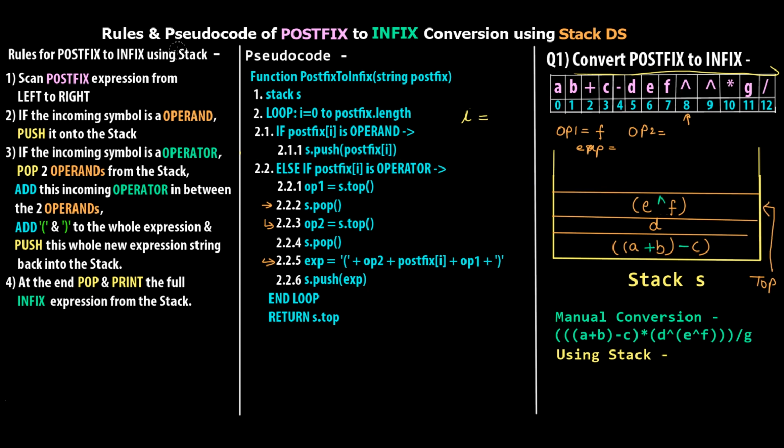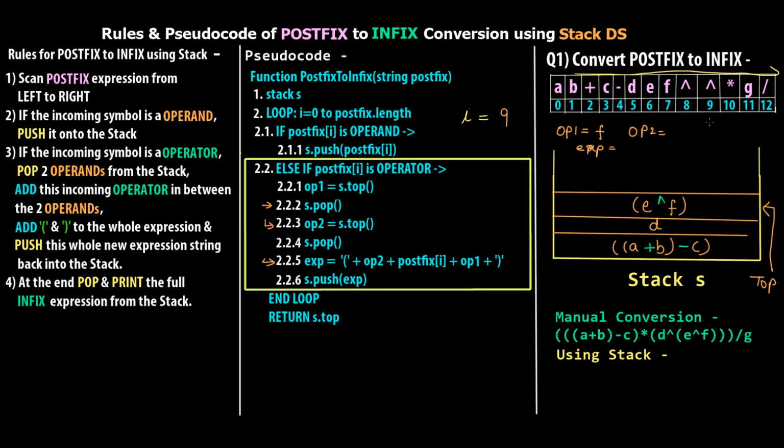So now I will become 9. We move forward. At 9, we again get a raised to operator. So now again we have to pop two elements from the stack which will go in op1 and op2. So op1 will be E raised to F. Let's write that. We've popped E raised to F, so that will be removed, and the new top will now become D. D will then be stored in op2. So op2 will become D, and then we pop this also. So D is also removed. Now the new top of the stack is the only element left.